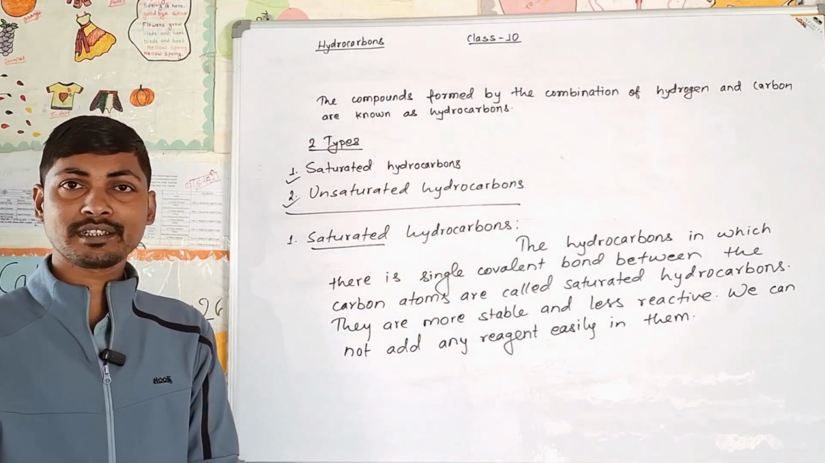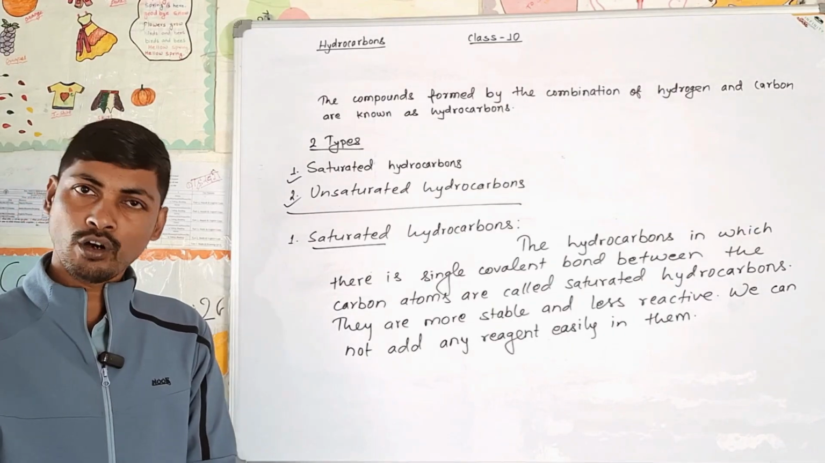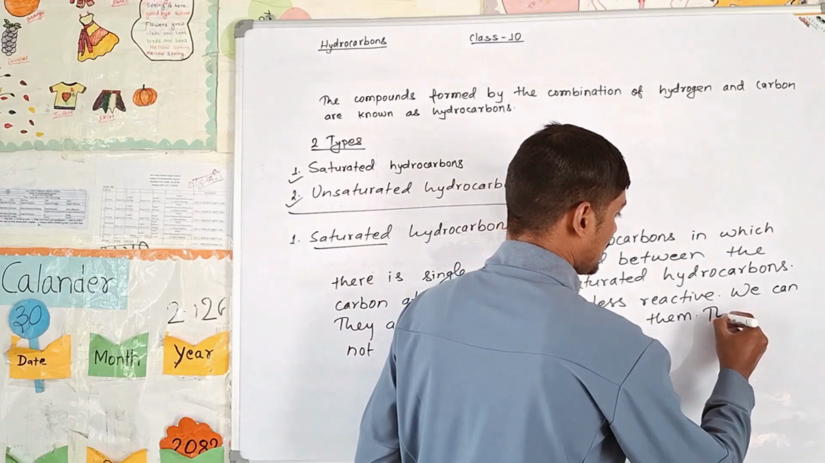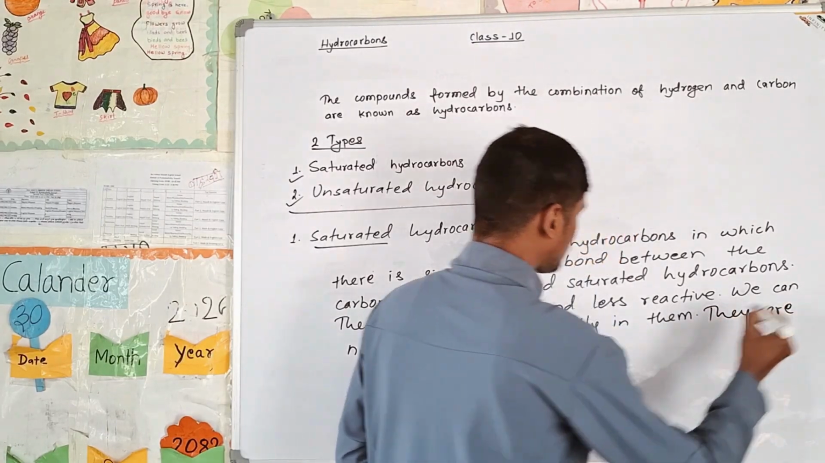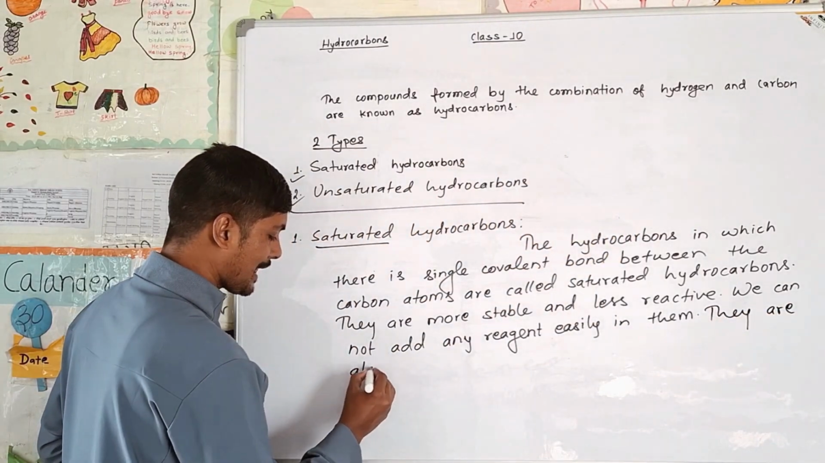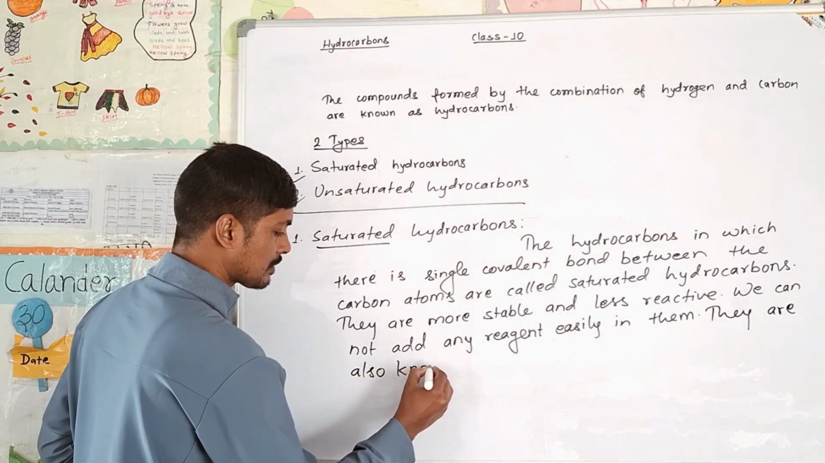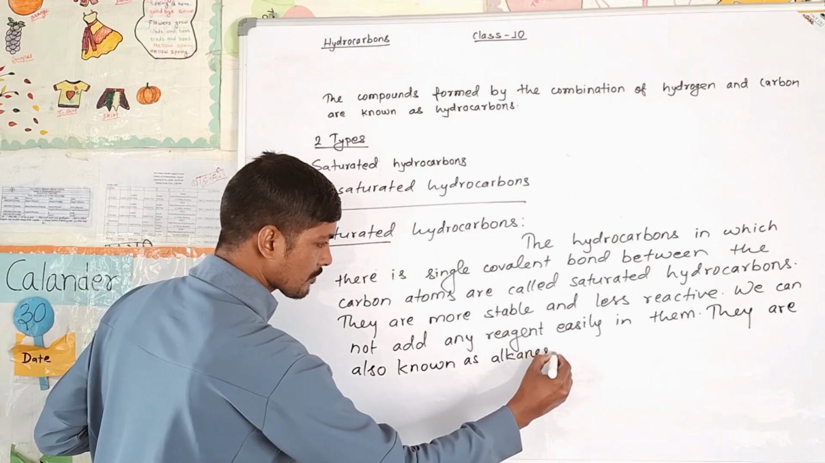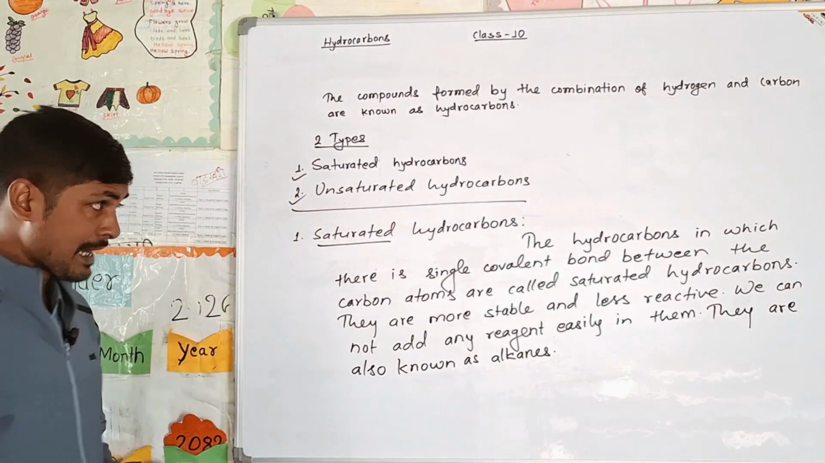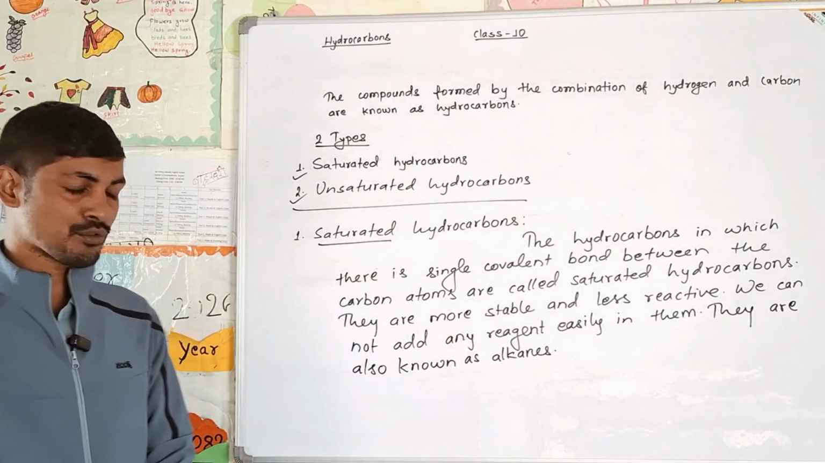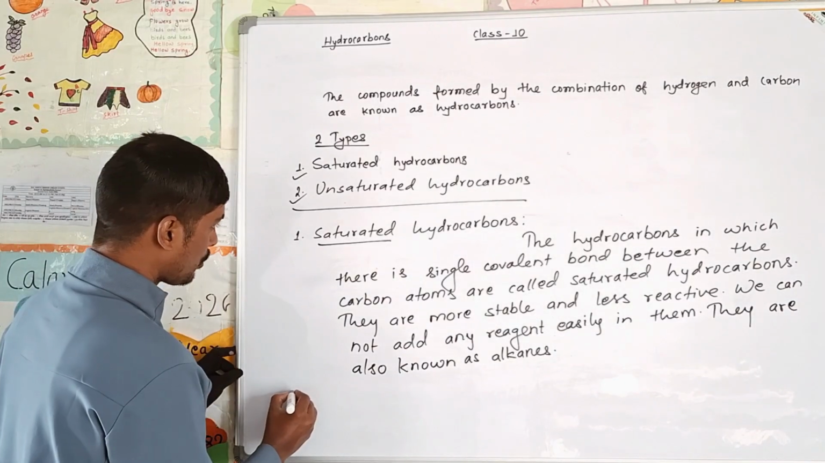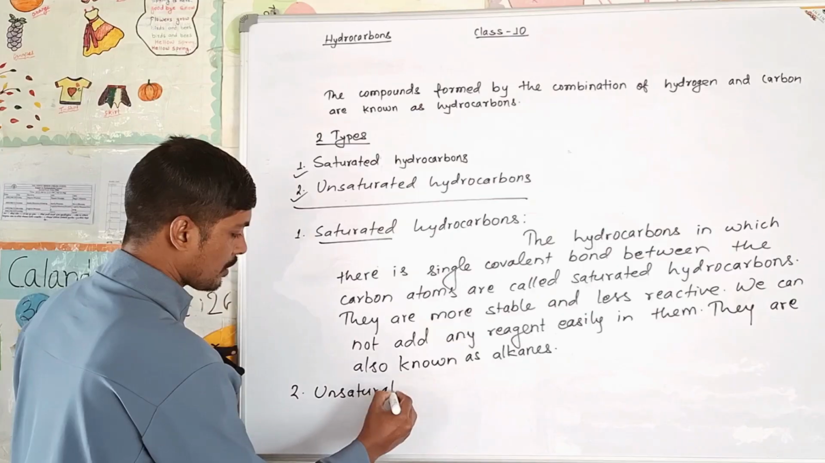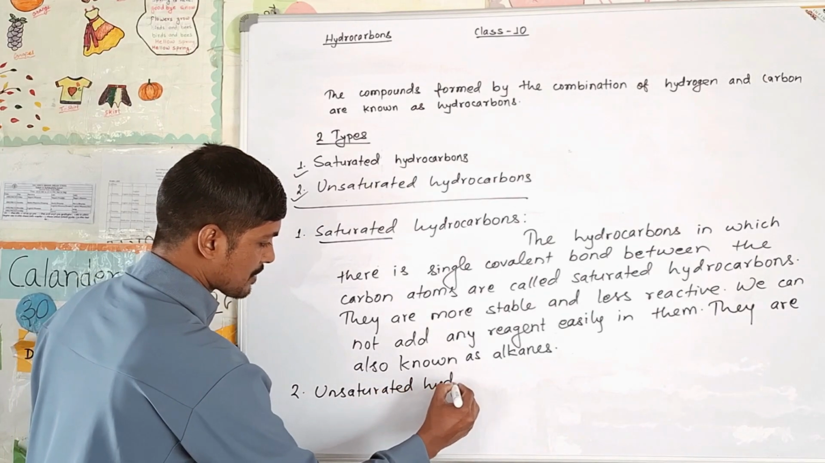These saturated hydrocarbons are also known as alkanes. Now the second type, that is unsaturated hydrocarbons. What are unsaturated hydrocarbons?